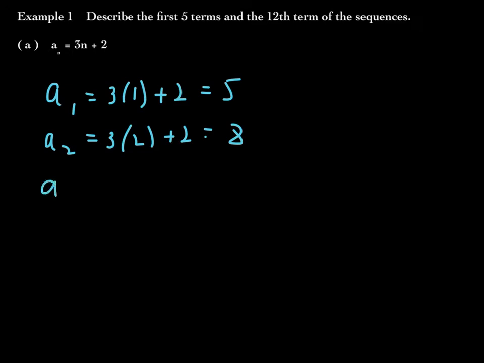Third term, plug in 3 for n. So this is 9 plus 2, which is 11. Do you notice a pattern with our terms? 5 plus 3 is 8. 8 plus 3 is 11. This sequence does seem to be arithmetic. Let's keep going.